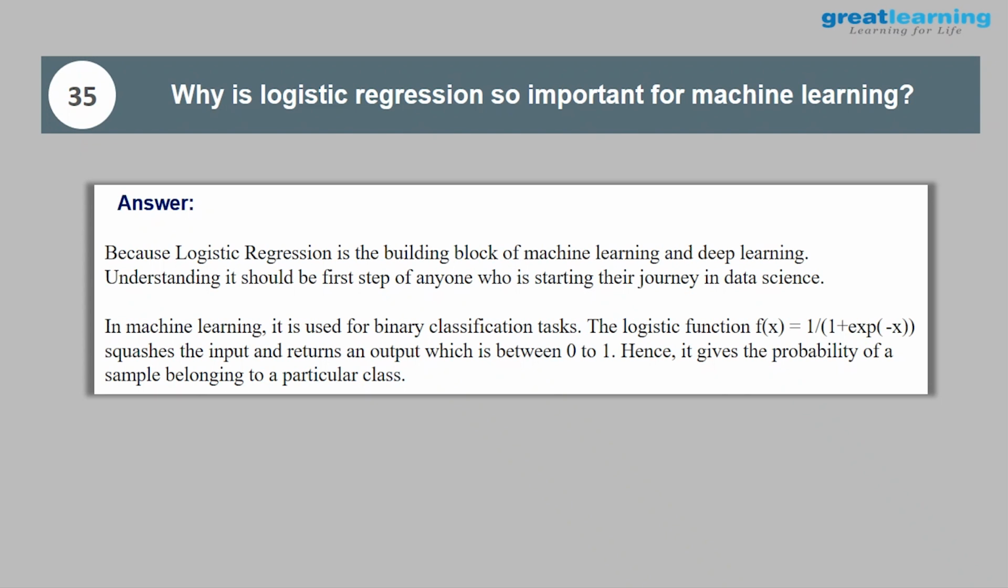The logistic function f(x) = 1 / (1 + exp(-x)) squishes the input and returns an output which is between 0 and 1. Hence, it gives the probability of a sample belonging to a particular class.